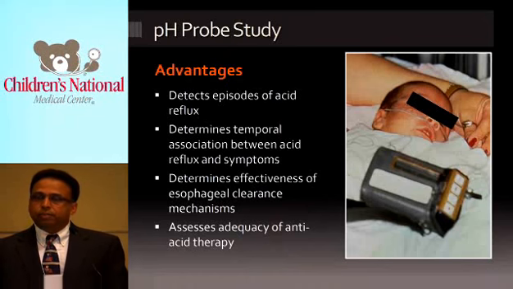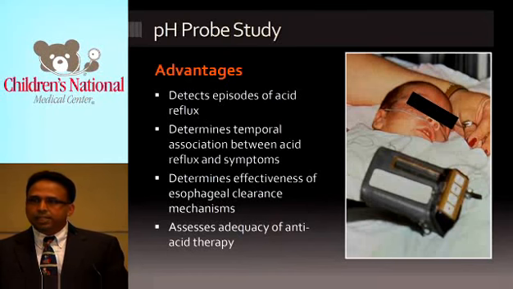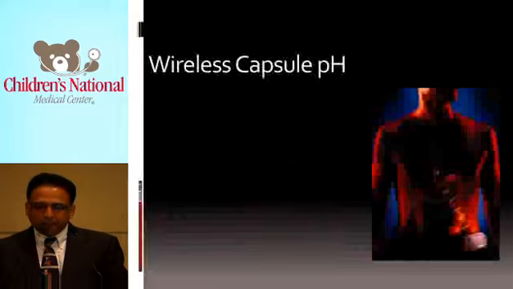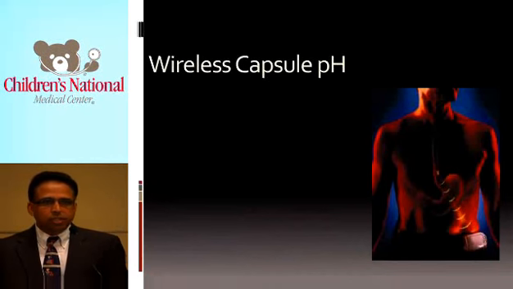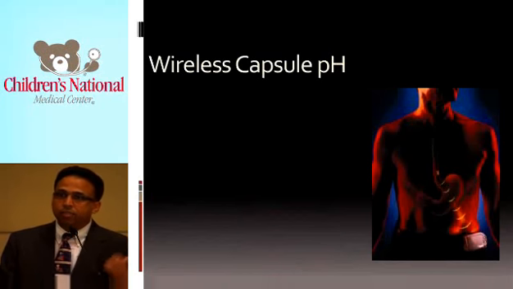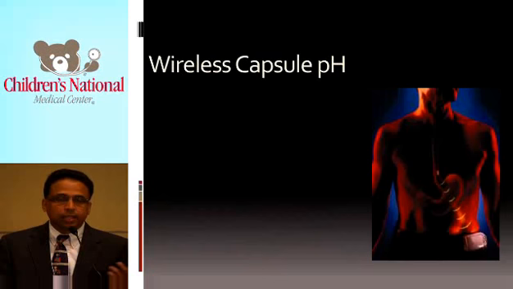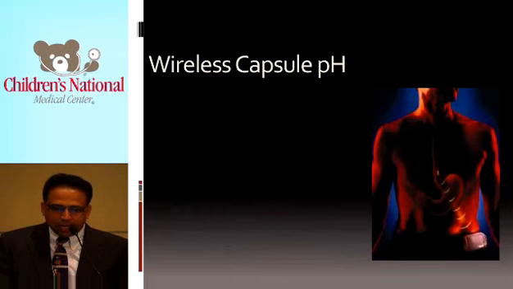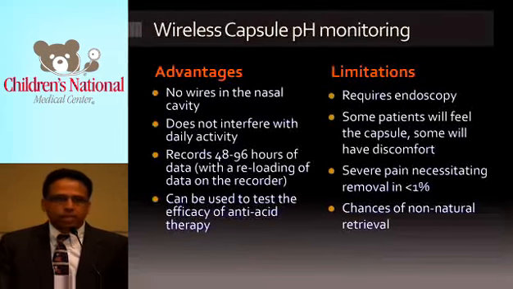However, the limitation of the pH probe was that it was only testing acid reflux. So if the reflux was happening but the contents were not acid, the pH probe will miss it. The other disadvantage was that if you're doing this for a teenager and you send him home with a wire coming out of the nose and attached to a box, that adolescent is not going to come back to see you again. So people said we have to do something else, and they came up with this wireless capsule pH. So we can do that.